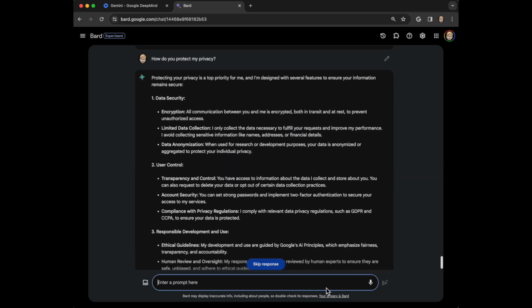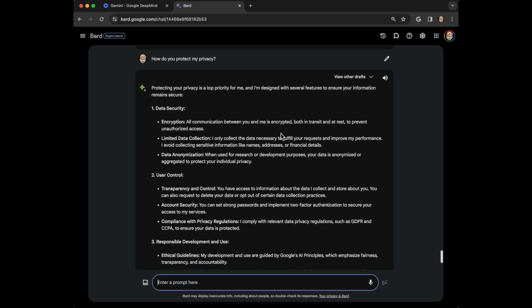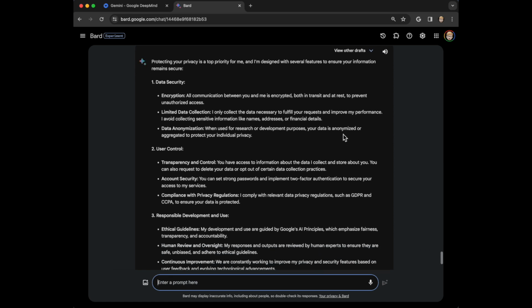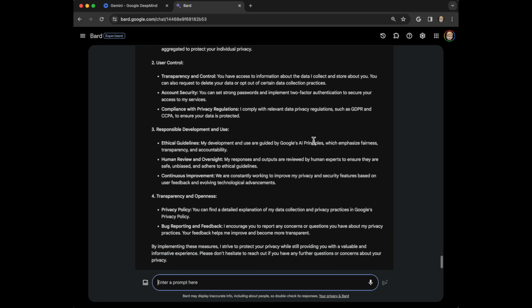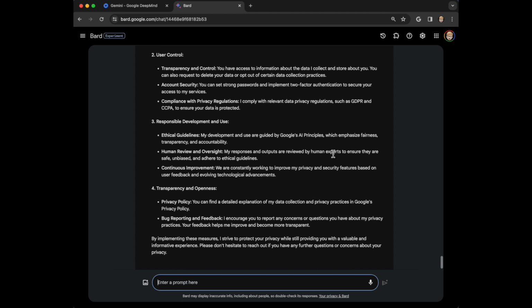Okay, so protecting your privacy is a top priority for me, and I'm designed with several features to ensure your information remains secure. So it talks about data security with encryption, limited data collection, data anonymization, user control, transparency and control, account security and compliance with privacy regulations, responsible development and use, ethical guidelines, human review and oversight, continuous improvement.